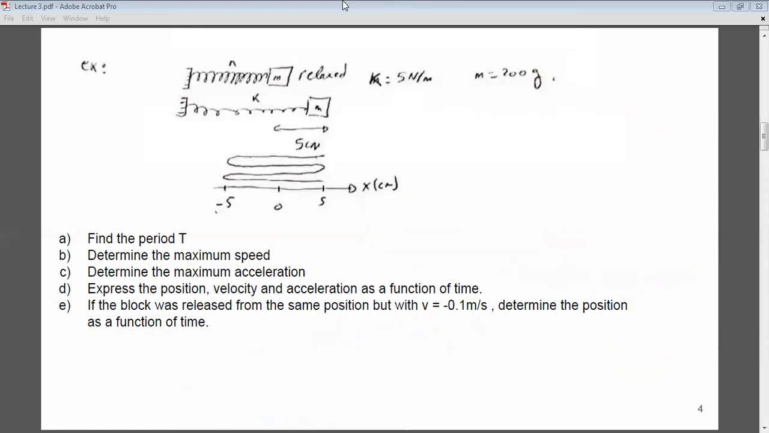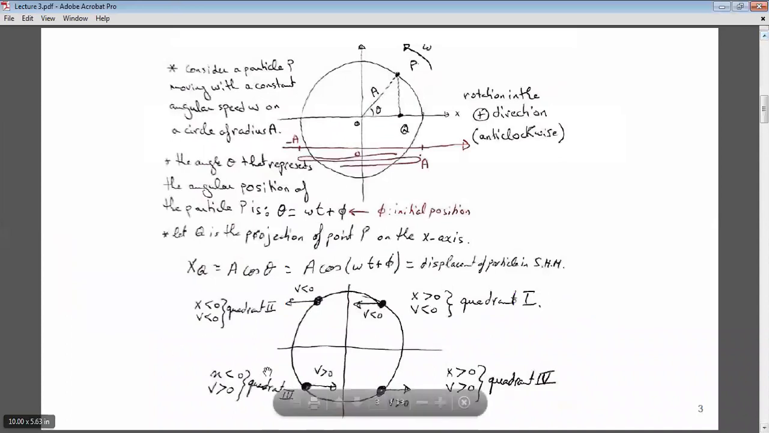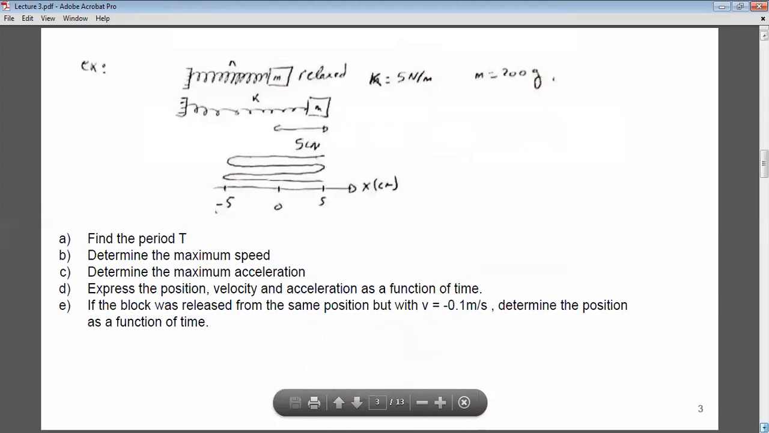So again, here you have to remember this drawing over here. This is the most important thing in this section. X is positive. So if X is positive, the angle is in quadrant 1 or 4. If V is negative, it's in quadrant 1. Okay. If V is positive and X is positive, it is in quadrant 4. Now, if X is negative and V is negative, it is quadrant 2. If X is negative and V is positive, it is quadrant 3. Okay, so here you have to remember this circle.